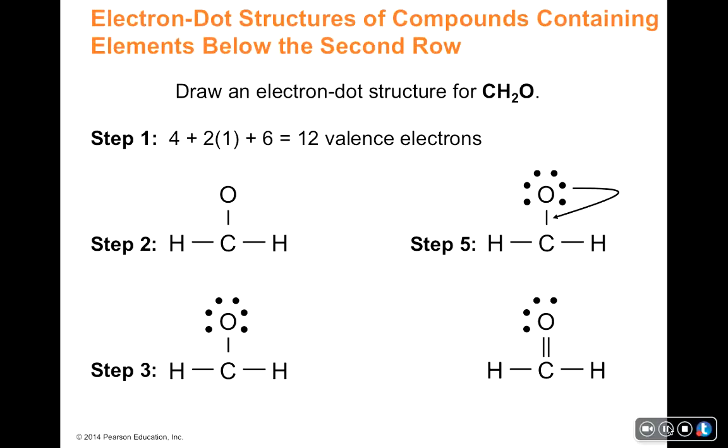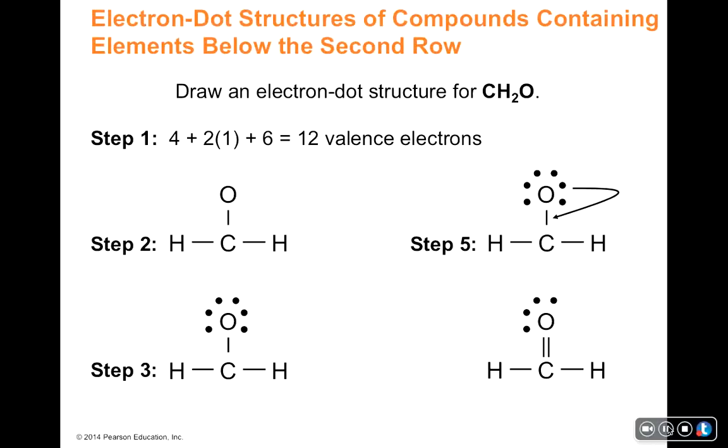And so at this point, we have 6 electrons accounted for. So then we put the rest of the electrons around any terminal atoms. We can't put them on hydrogen, so we put them on oxygen. And you can see there in step 3, now we've got 2, 4, 6 around oxygen, 8, 10, 12 valence electrons shown.